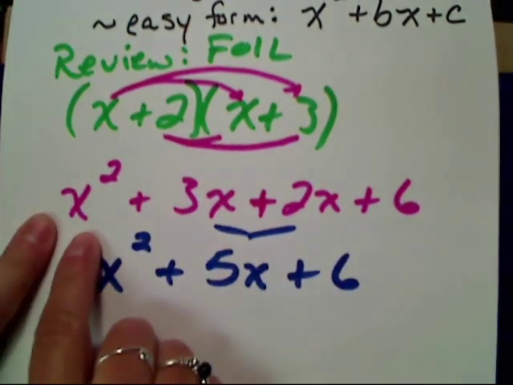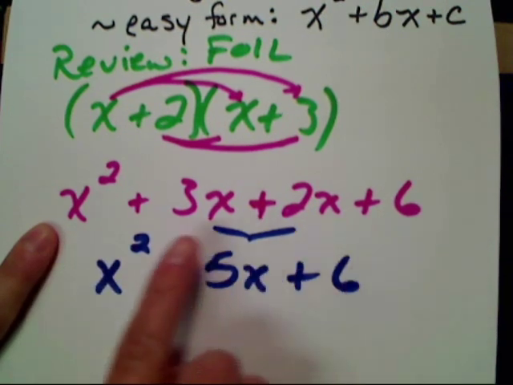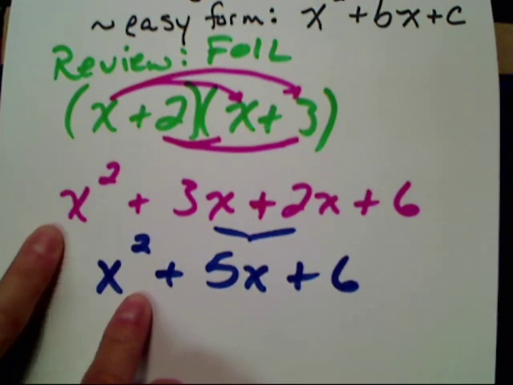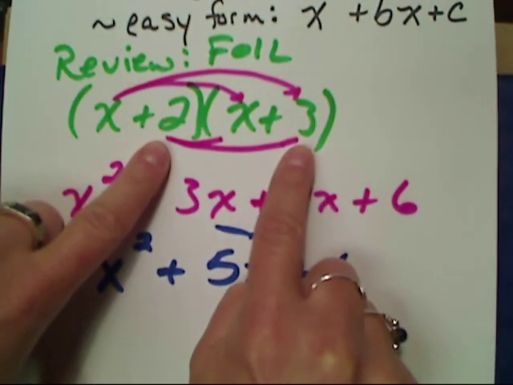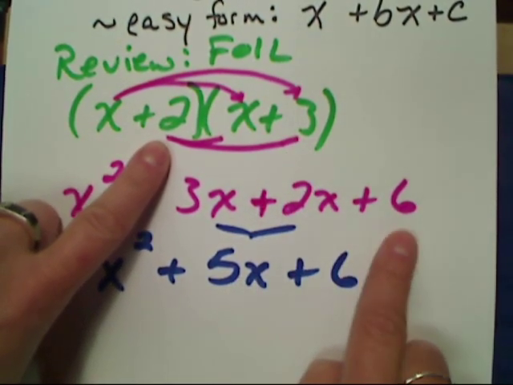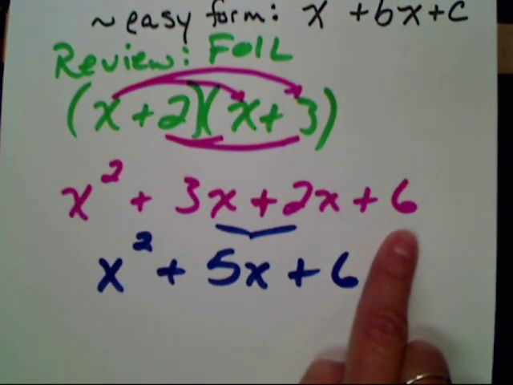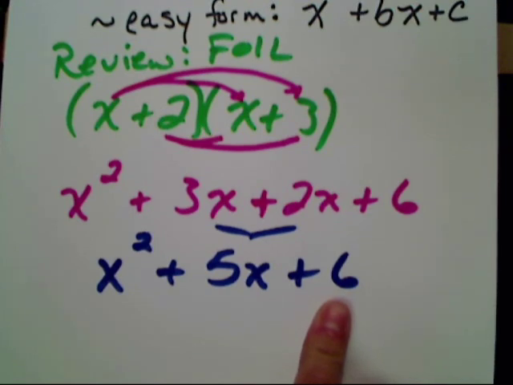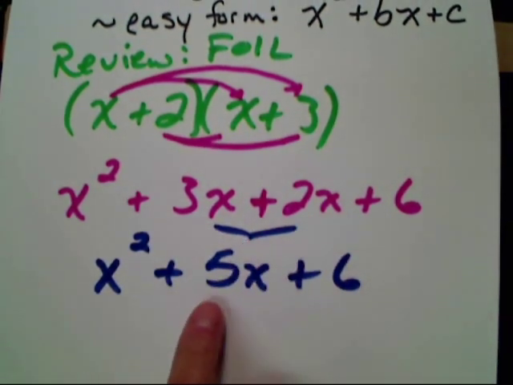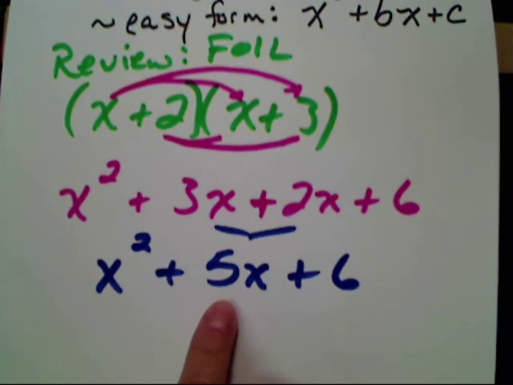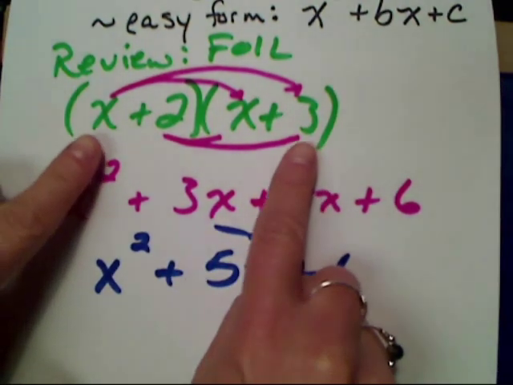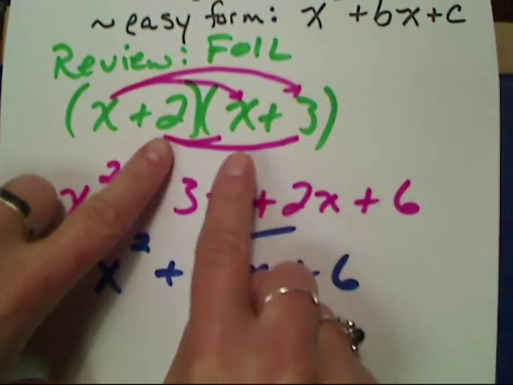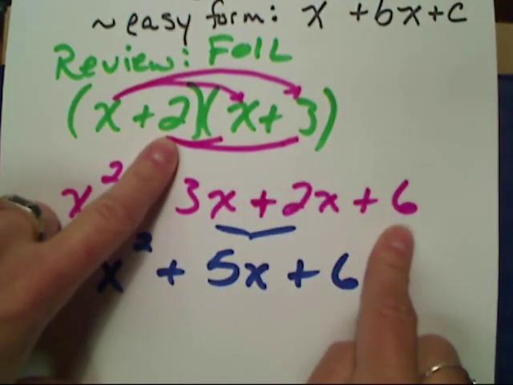x gave us that x squared, and there were never any like terms with that x squared. That just comes along. And similarly, the last was a number times a number, which always gave you this plain old number or constant at the end, and that didn't have any like terms. So that just came along for the ride. It was the combination of the outside and the inside that made this middle term. And that outside and that inside came from taking the x times the 3, the factor with your 6, and the 2 in the x, the other factor of your 6.